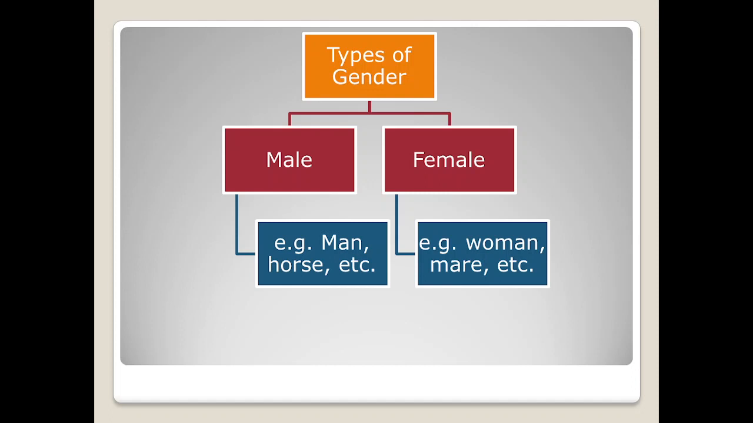Man and horse are examples of male. Female are woman, and the female counterpart of horse is mare. Here I have written mare. It is the female counterpart of horse. Or we can say that for a female horse, we say that it is mare.